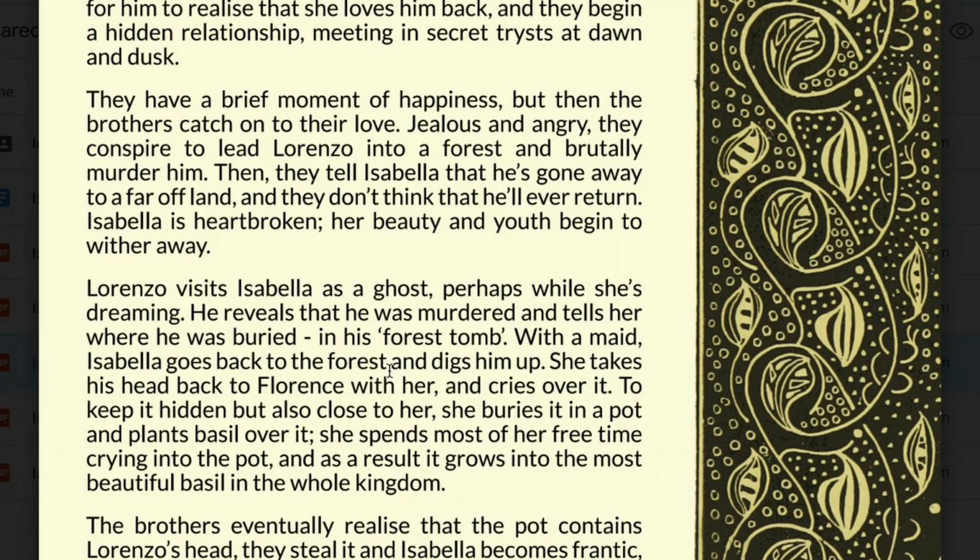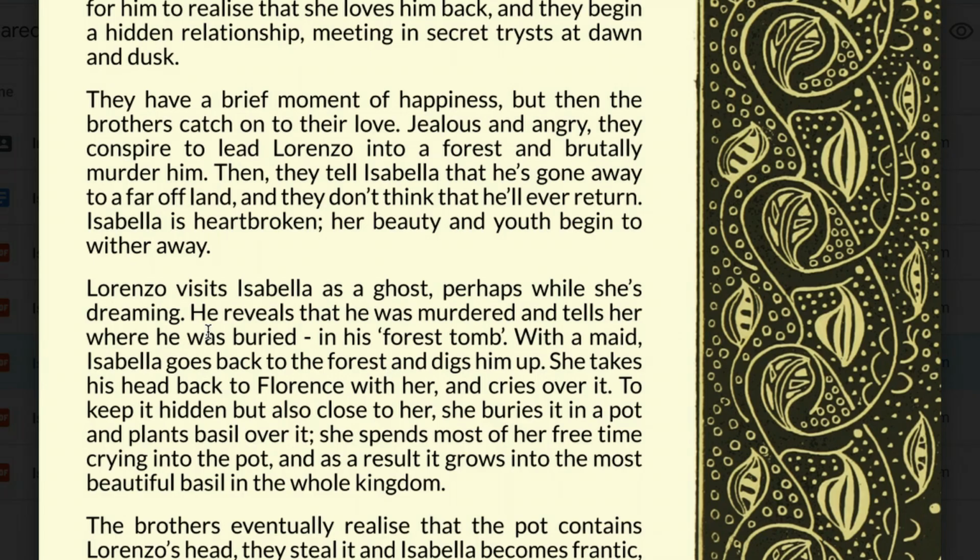So they decide they're going to lead Lorenzo into a forest and just brutally murder him. And they tell Isabella that he's gone away to a far off land on some business that they gave him, and eventually they don't think he'll ever return. So she's really sad, she's heartbroken, which again is a physical illness in this time. Her beauty and her youth wither away, so she starts looking less like an eligible maiden that could be married to a rich suitor and more just kind of useless to the brothers, and that becomes important later.